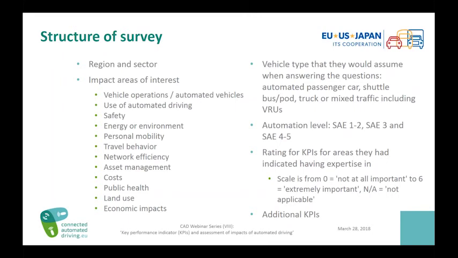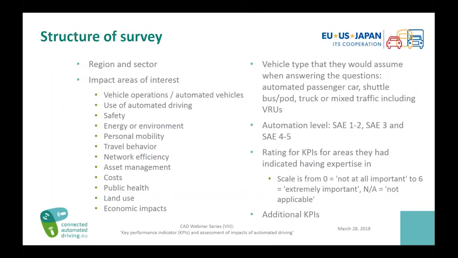So the survey was structured such that first the respondent tells from which region he or she comes from and what sector does he or she represent, meaning research, industry, policymakers, etc. Then they identified the impact areas of interest, or where they have expertise. This is a long list, you can see from the slide, going from vehicle operations to economic impacts, and it covers the same areas as the trilateral framework. We always had a short explanation of what is meant by each area.